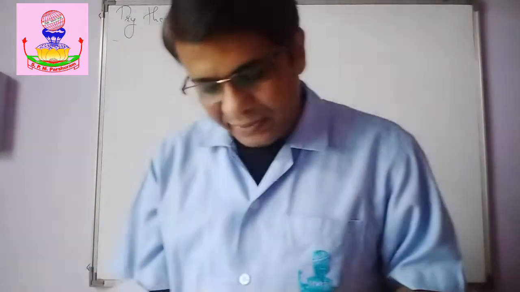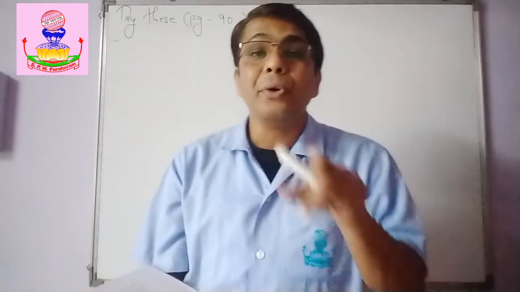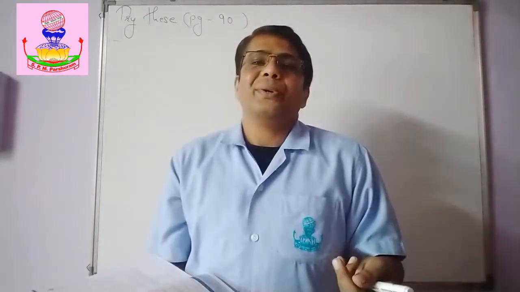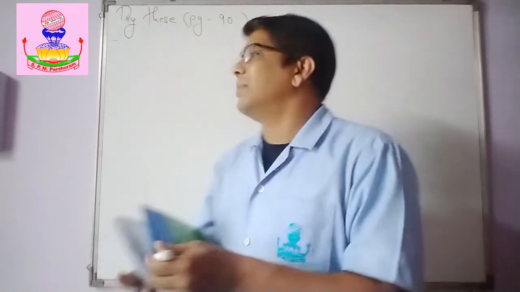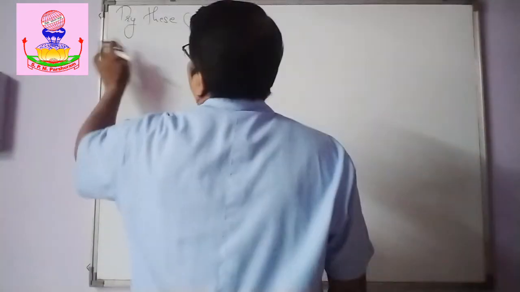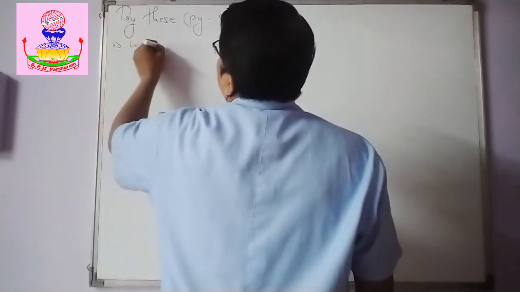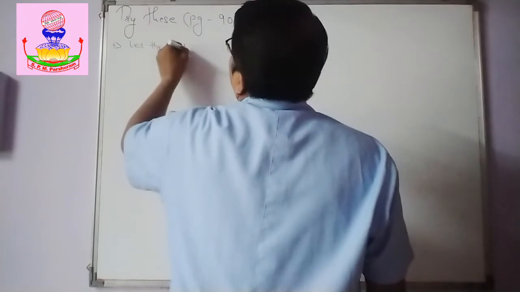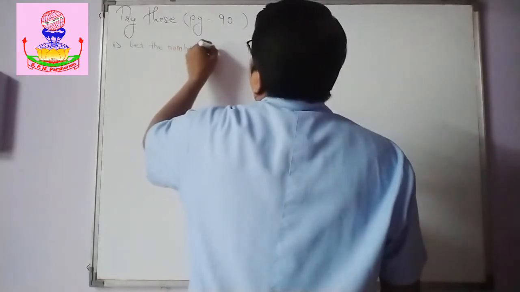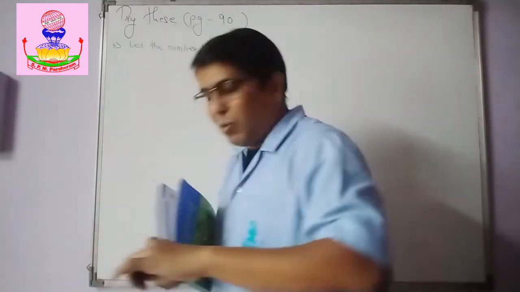Second try this. What is that number, 1/3 of which added to 5 gives 8? Do you know that number? I don't know. So what can I do? Let the number be x. Okay, this is second try this. Let the number be x.